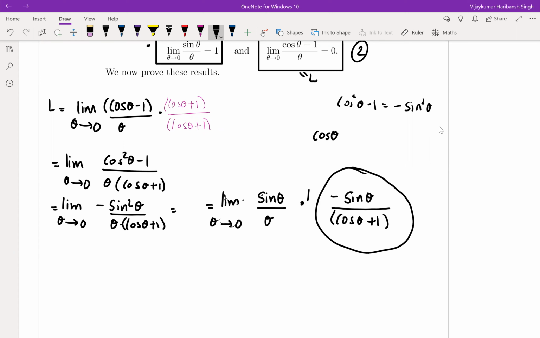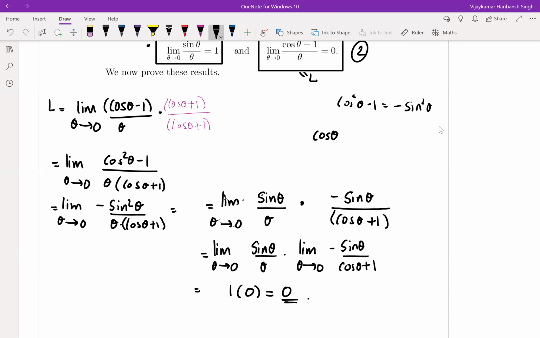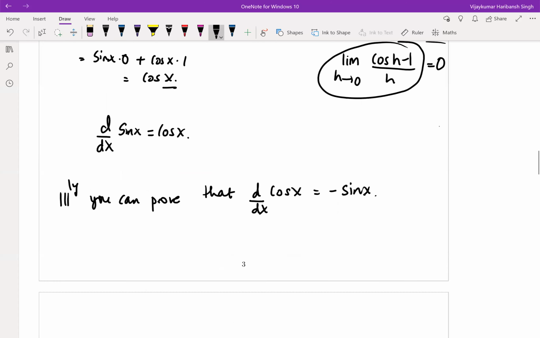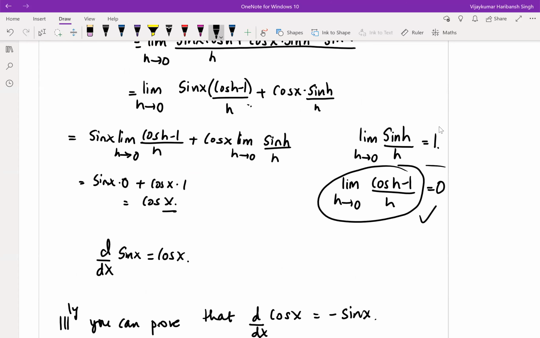So you have proved that limit as theta goes to 0 of cos theta minus 1 over theta is 0. So this usage was legit because we have proved that.